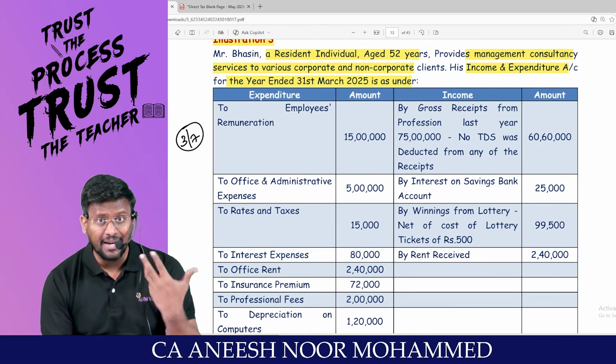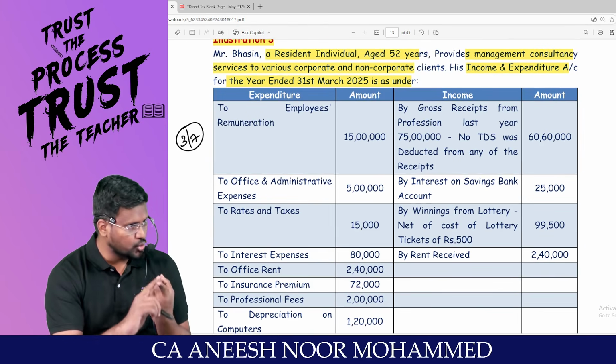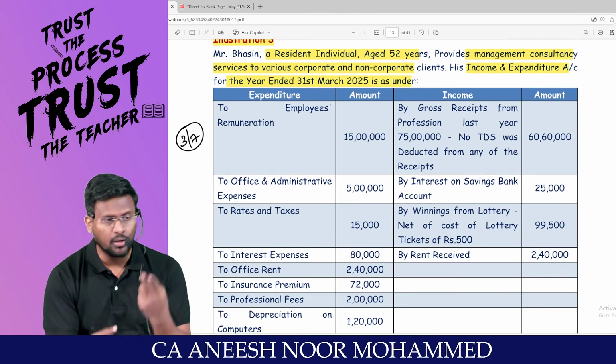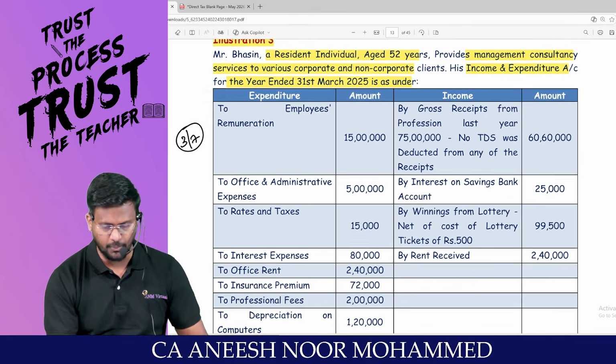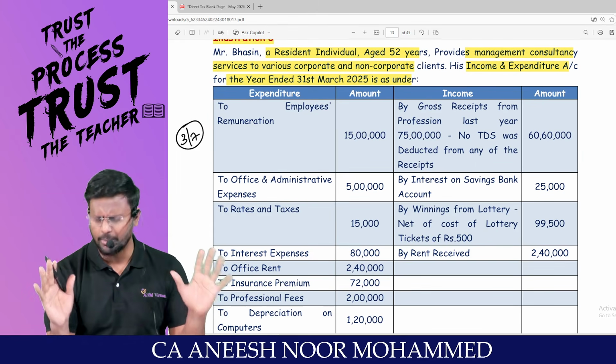The third variety I am showing to you. One, P&L is shown. One, receipts and payments account is shown. The third variety is the income and expenditure. It's exactly equal to the P&L account.